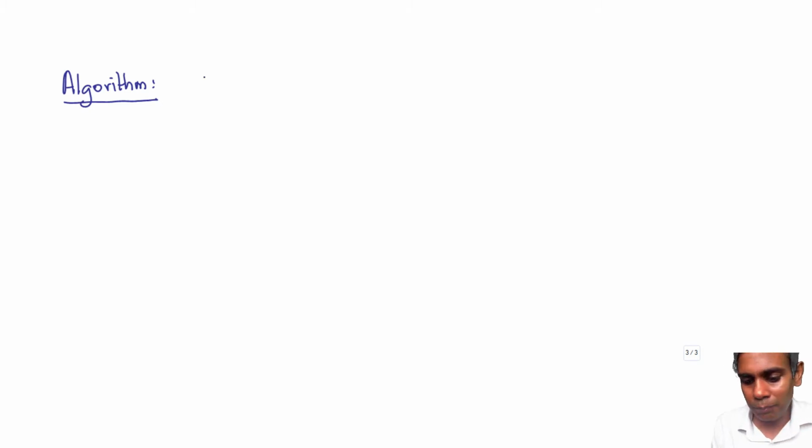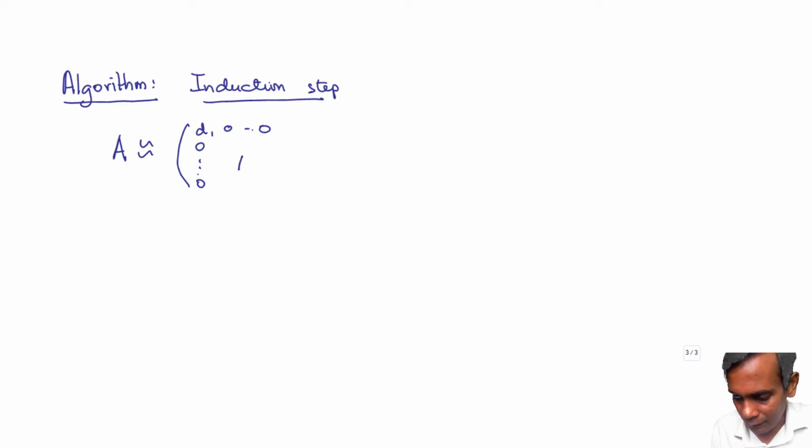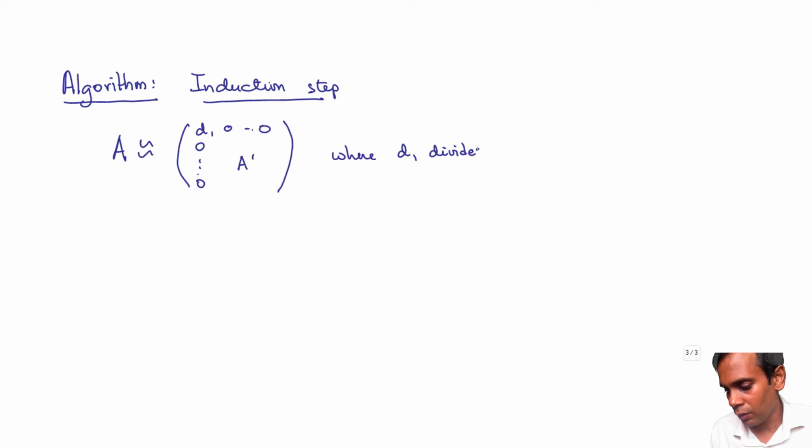So the algorithm will proceed by an induction step. So the main loop of the algorithm, so to speak, is an induction step. So the induction step says that A is equivalent to a matrix of the form D1 in the top left, with 0 in the rest of the first row and 0 in the rest of the first column, and then another matrix A prime, where D1 divides all the entries of A prime.